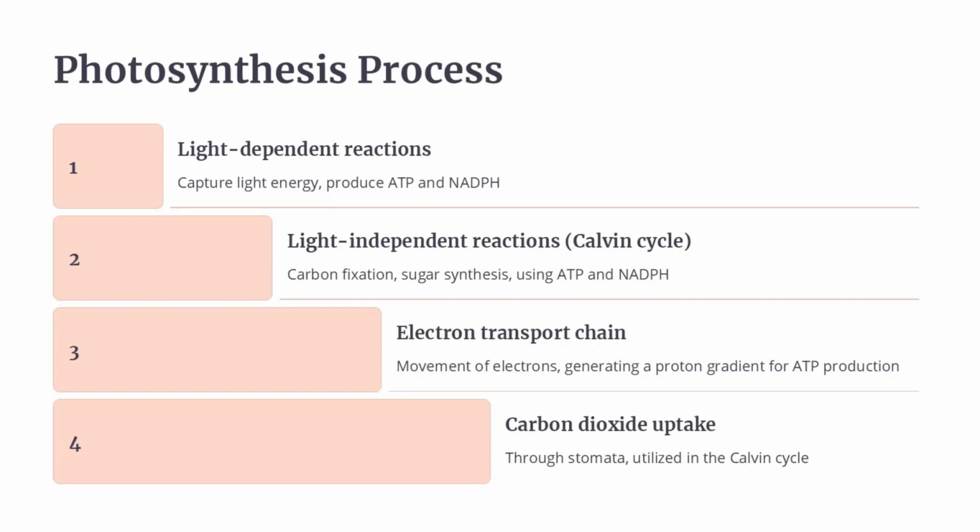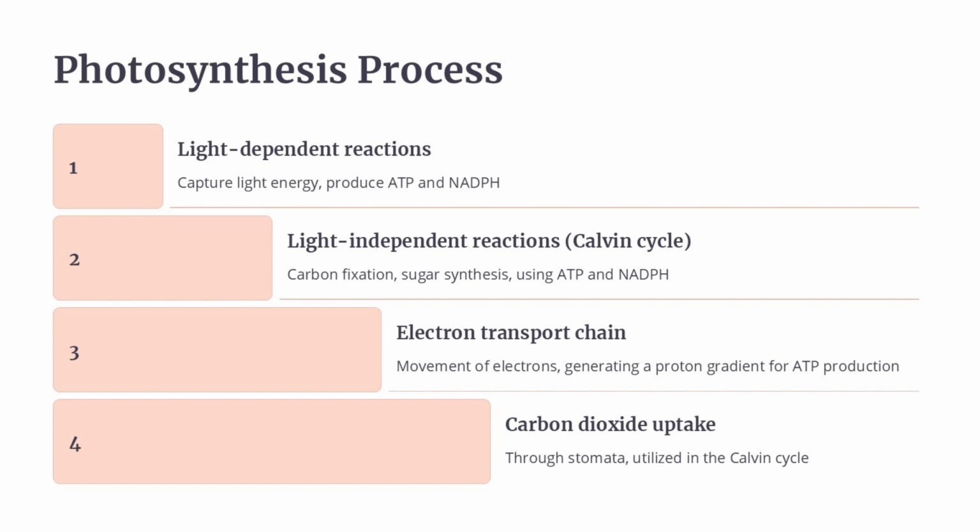Photosynthesis is the process by which plants convert light energy into chemical energy in the form of glucose. The key steps in the photosynthesis process are the light-dependent reactions, which capture light energy and produce ATP and NADPH. The light-independent reactions, the Calvin cycle, use the ATP and NADPH to fix carbon dioxide and synthesize glucose. The electron transport chain generates a proton gradient that drives ATP production.